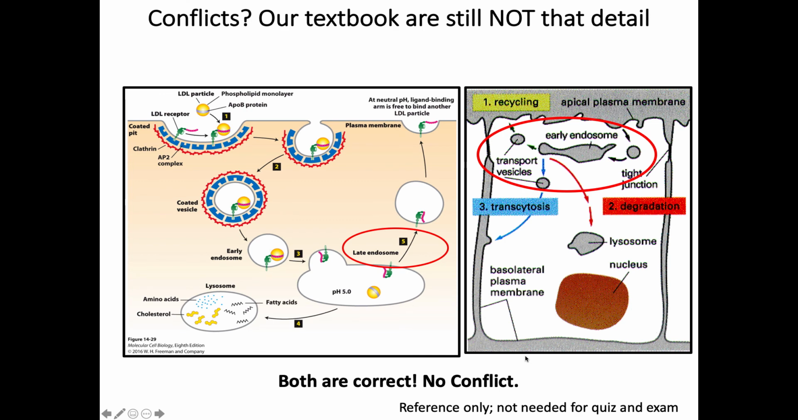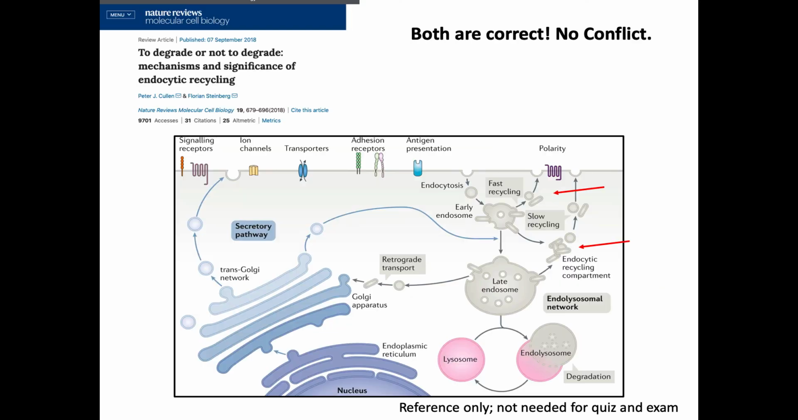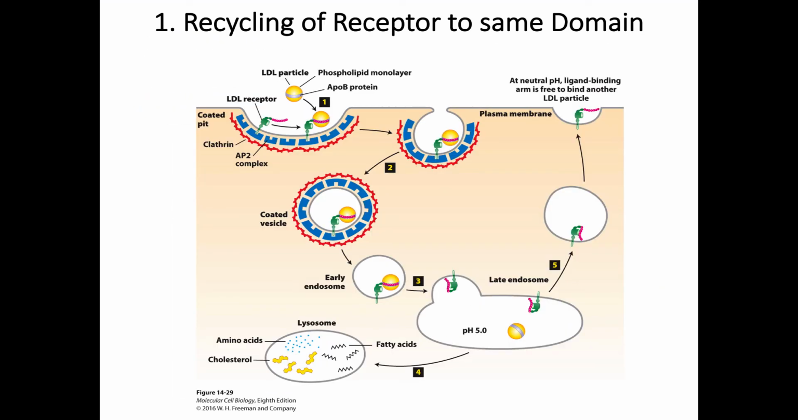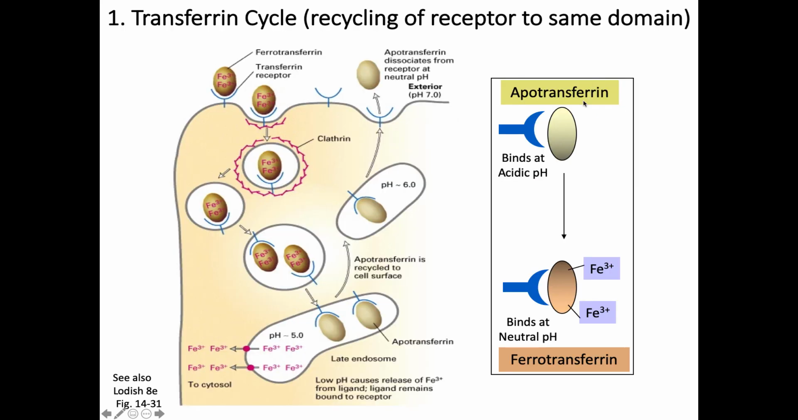But unfortunately, this picture doesn't give you that detailed information. So these are some of the things, and we will not ask these conflicting questions either. So don't worry about these. Same domain recycling, we already talked about that. No matter whether it's an early or late endosome, the receptor is taken in and goes back to the same domain.